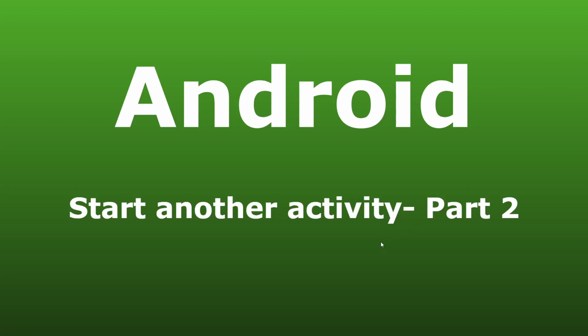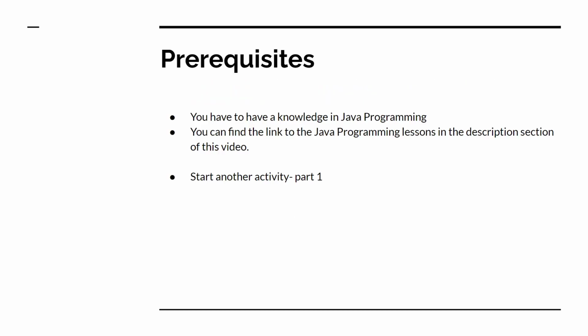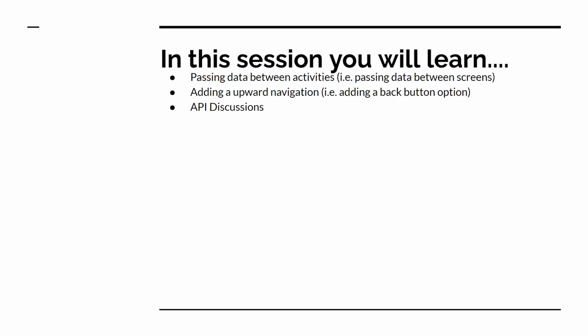Hi everyone, welcome to the lesson Start Another Activity Part 2 of Android. Let's dig into this and see what's inside. Tools we'll be using: Android Studio version 4.01 for practicals and Android Developer Docs and APIs for referencing. Prerequisite: you have to have some Java knowledge, and also you have to look at our previous lesson about Start Another Activity Part 1 because this is part 2 of that lesson. In this session you will continue from where we stopped in the previous lesson, learning about passing data between activities, adding upward navigation and some very important API level discussions.